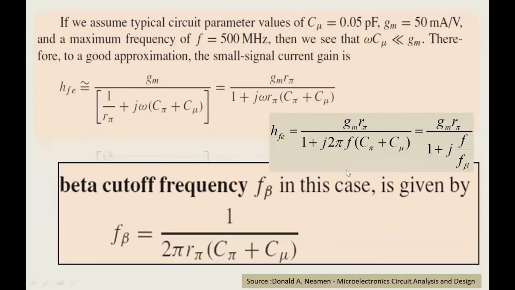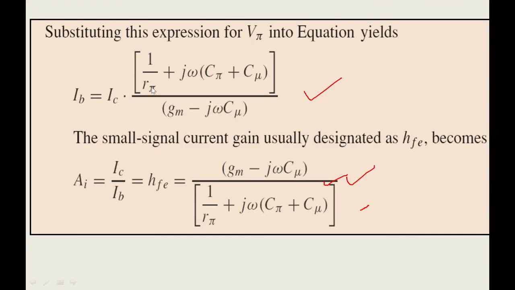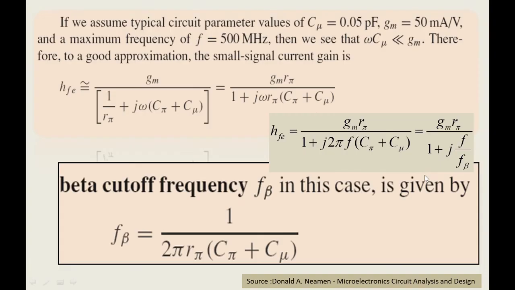Now I am going to make a few assumptions. So listen to me. From this I am going to remove this factor, because the assumption is gm is very much greater than omega C mu. If you consider typical values, C mu equals 0.05 picofarad and gm equals 50 milliamps per volt for 500 megahertz.